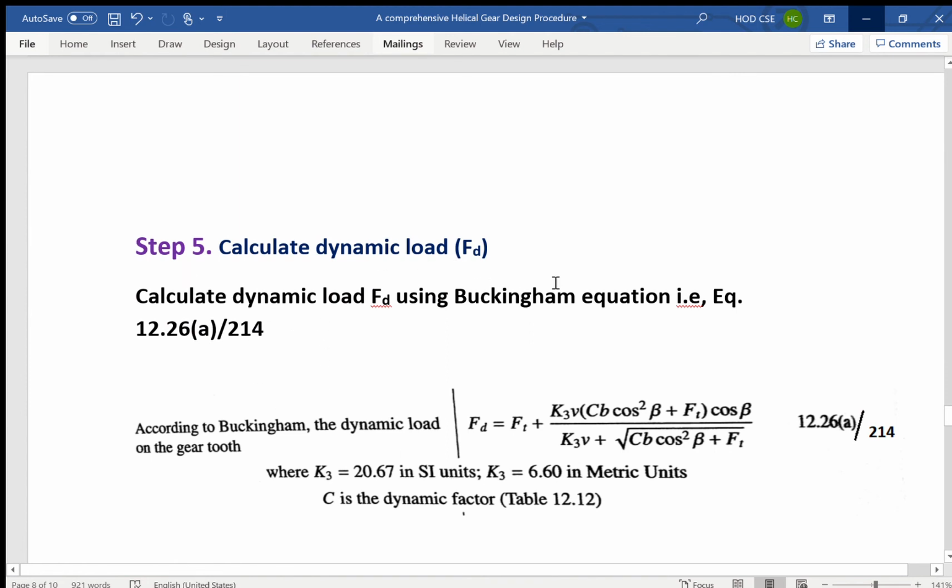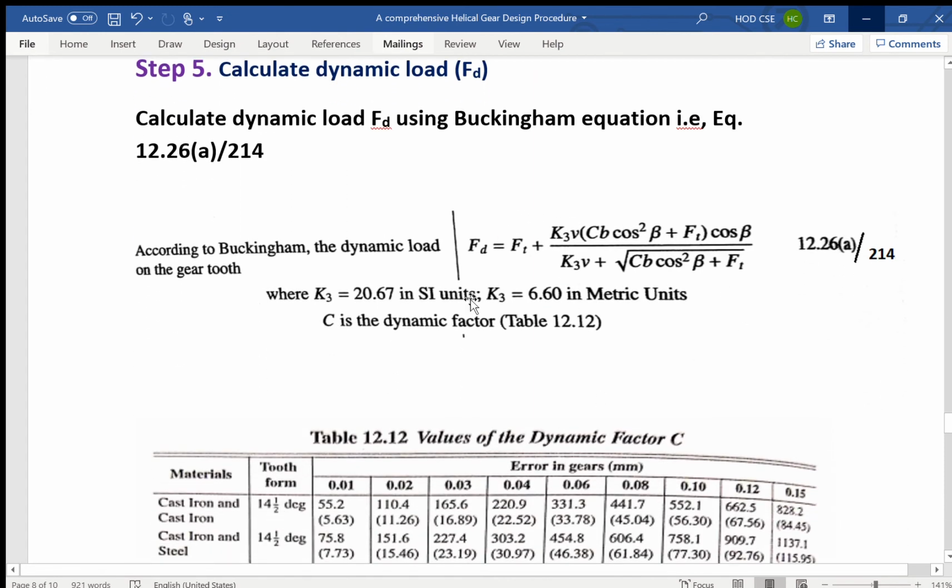Step 5. Calculate dynamic load FD using Buckingham equation 12.26a in page 214. This is the equation. FD is equal to Ft plus K3V into C into B cos square beta plus Ft into cos beta divided by K3V plus square root of C into B cos square beta plus Ft. So here in this case they have introduced this term cos square beta and cos beta.